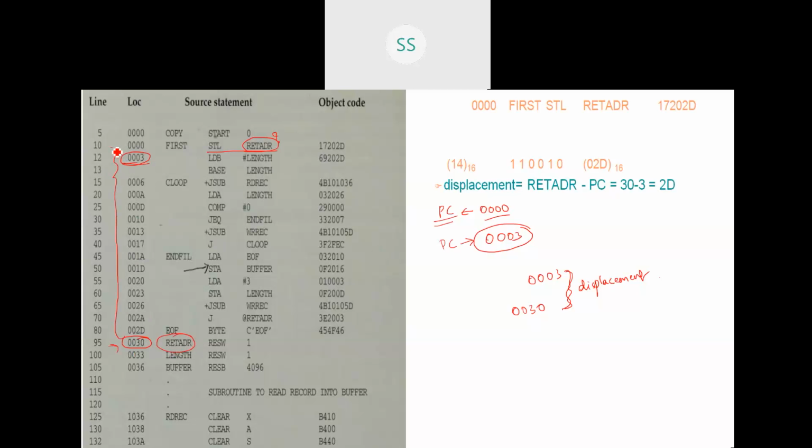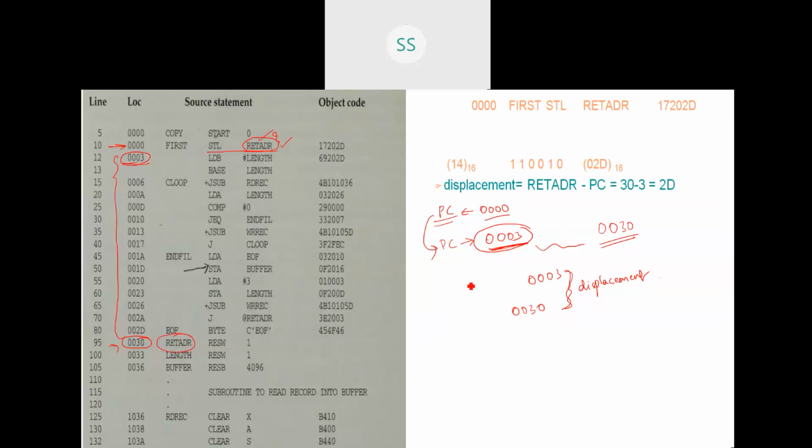You're not going to check the displacement from the location counter 0. You're going to check it from 0003. Why do you start from 0003? It is always: program counter, once the instruction is fetched, അത് ഓട്ടോമാറ്റിക് ആയിട്ട് അടുത്ത അഡ്രസ്സിലോട്ട് അപ്ഡേറ്റ് ആയിരിക്കും. Even though I am executing this instruction, my program counter will have the value, the location counter, of the next instruction. So displacement has to be found between 0003 and the address of RETADR, which is 0030. So that is what I have to find, the displacement.